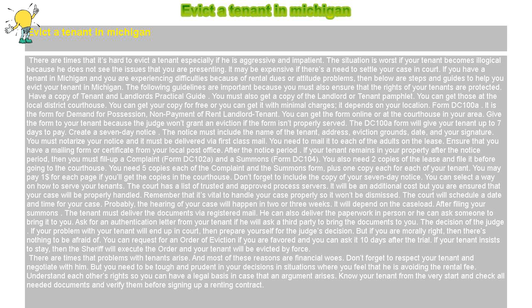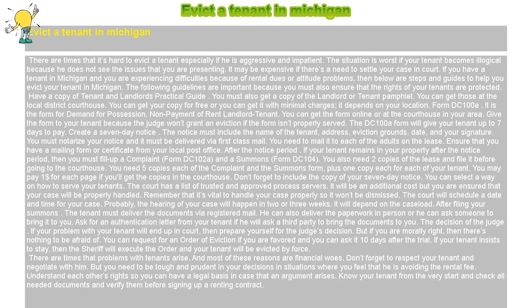The court will schedule a date and time for your case. Probably, the hearing of your case will happen in 2 or 3 weeks. It will depend on the caseload.